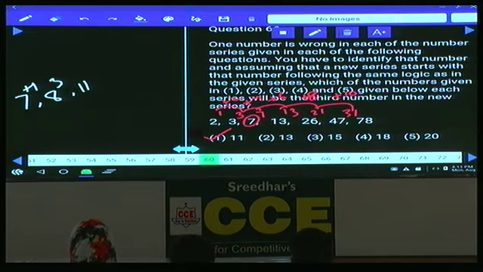Clear now? Now this is about question numbers 56 to 60. Yes, any doubts in this paper 396?